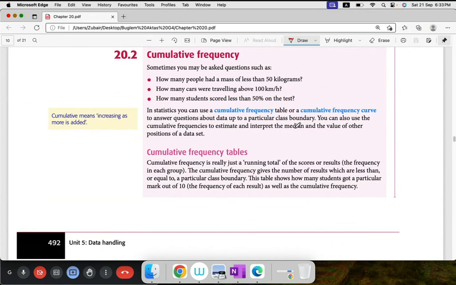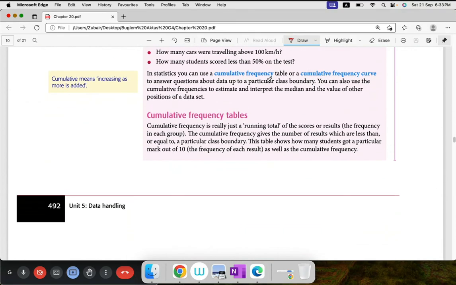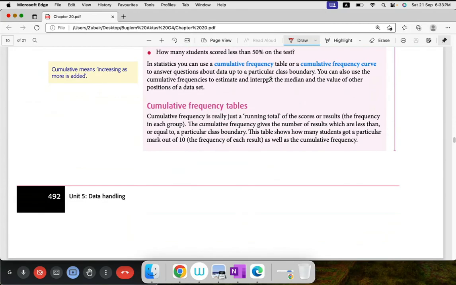So how many people had a mass of less than 50 kilograms? How many cars were traveling above 100 kilometers per hour? How many students scored less than 50% on the test? So that is a total. They scored less than 50. Maybe some would have scored less than 10, but they're just asking less than 50, so we make a total of that. So instead of groups, it's just the total of the ones before it.